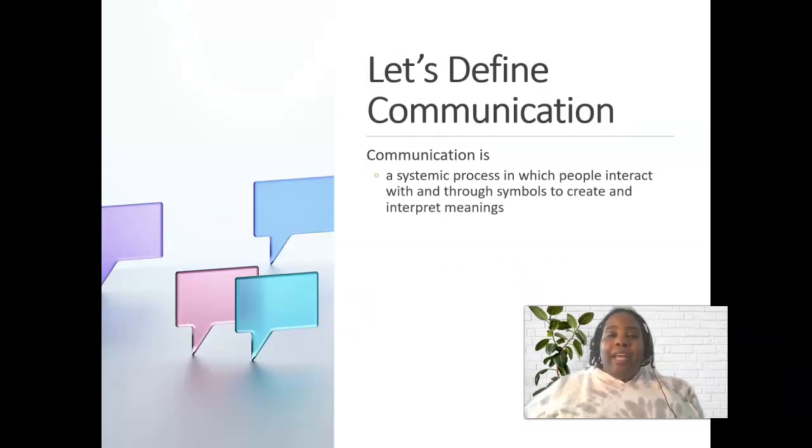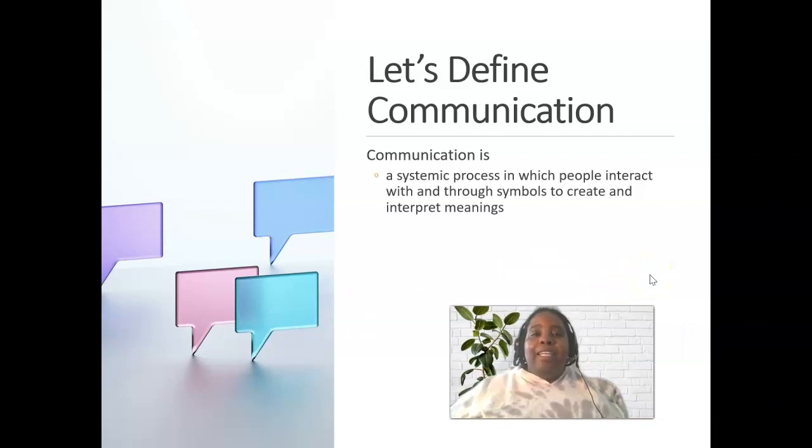But first, let's define what communication is. Communication is a systemic process in which people interact with and through symbols to create and interpret messages. So we're going to break down several definitions, such as interact, symbols, and interpret meanings. Notice that the definition didn't just focus on talking or writing. It's broad enough to encompass different types of communication, different types of symbols, and different ways that we share messages with each other.